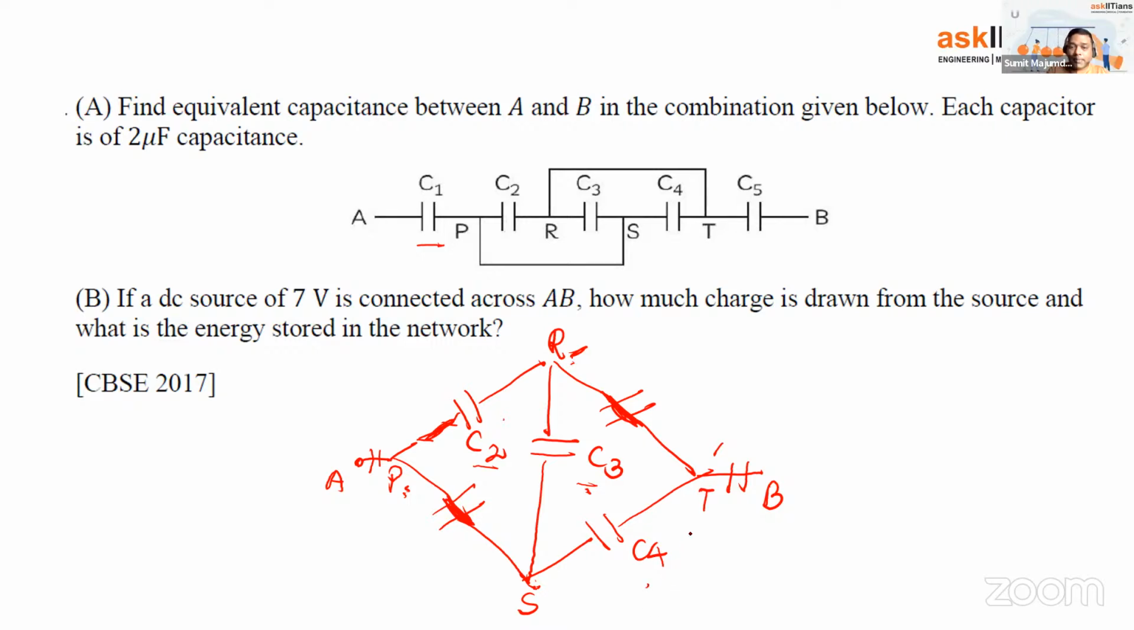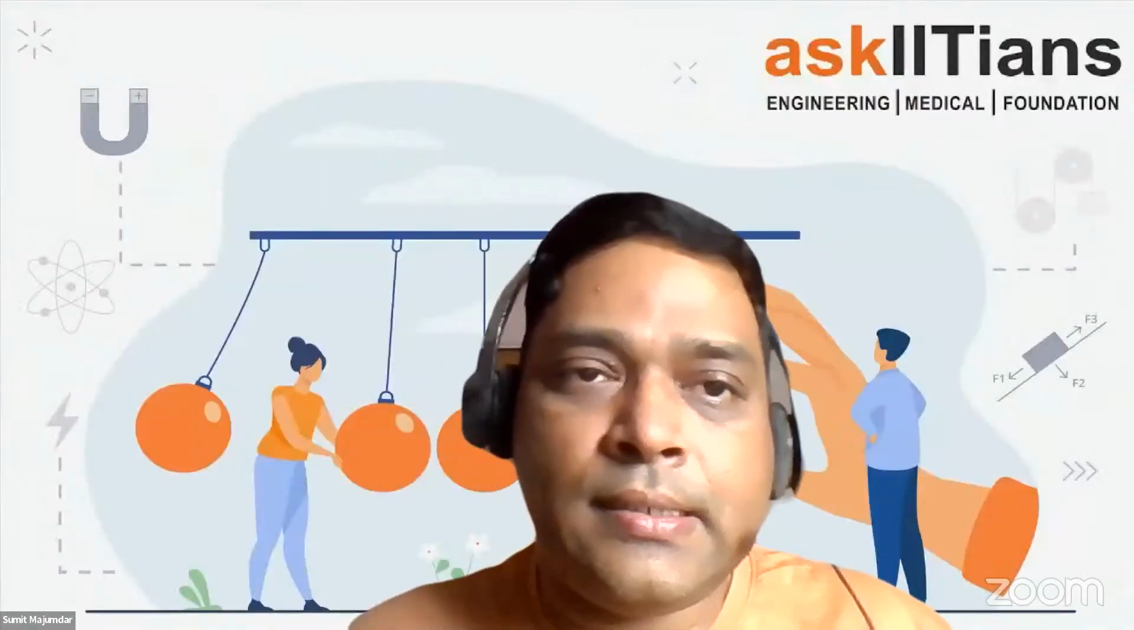So therefore, C2, C3, and C4 are in parallel, and that net combination is in series with C1 and C5. If you look at it and say, okay, this is such a big circuit, how will I do it? That will become very difficult for you, right? So this way, it is just a matter of a few minutes to figure out what exactly the points are. So now let's try to solve that.